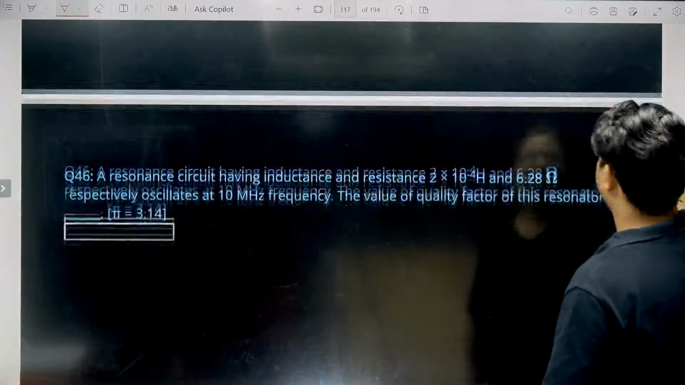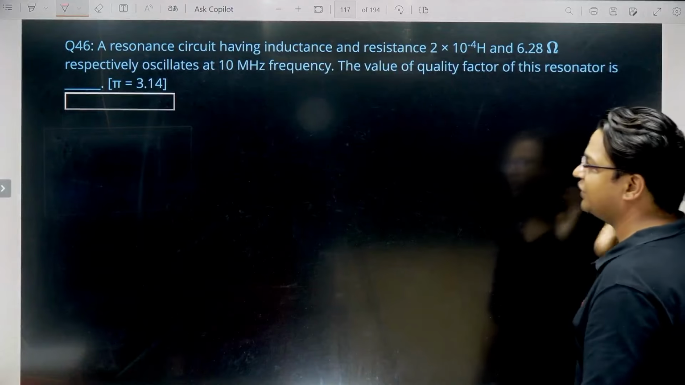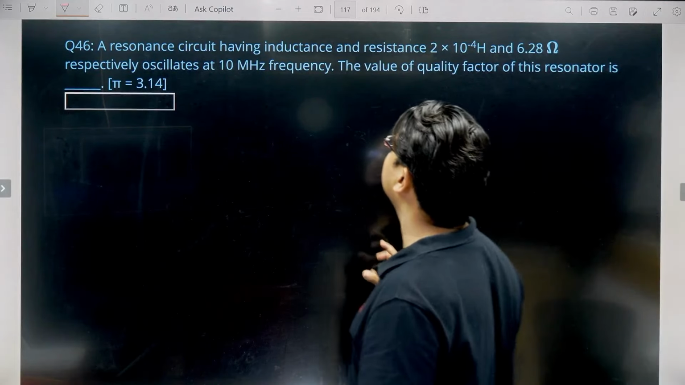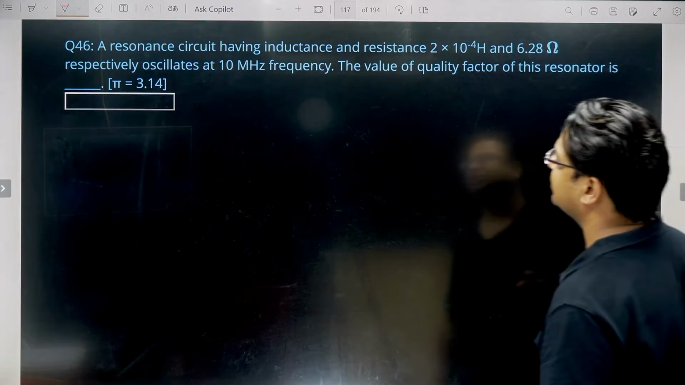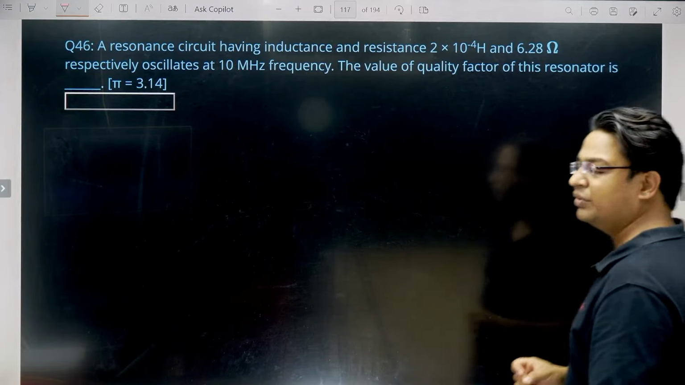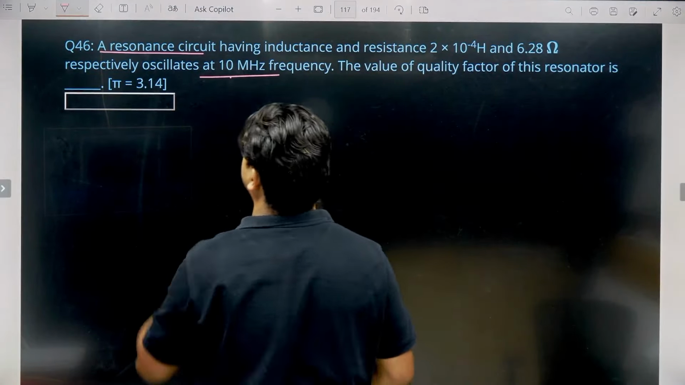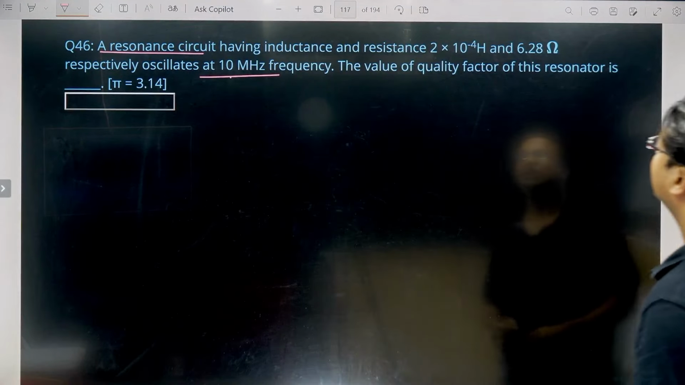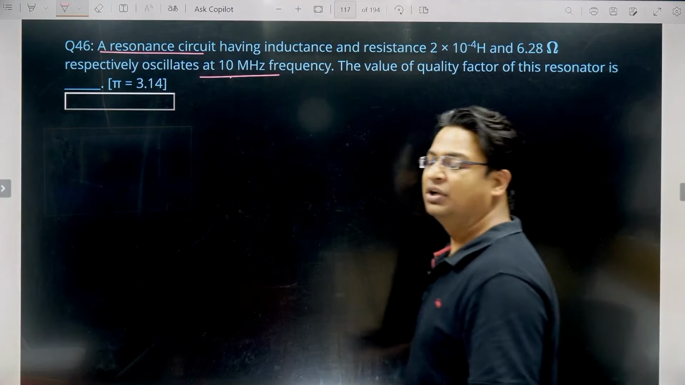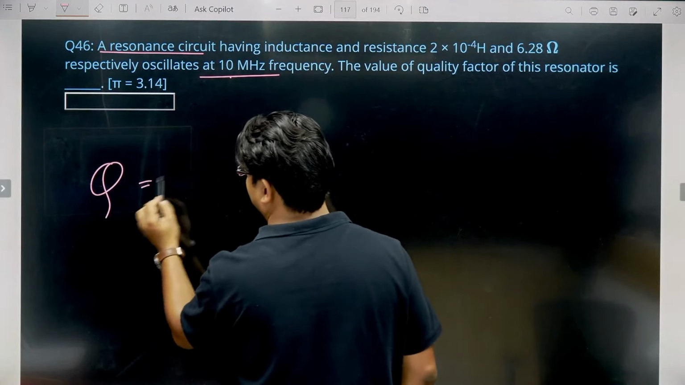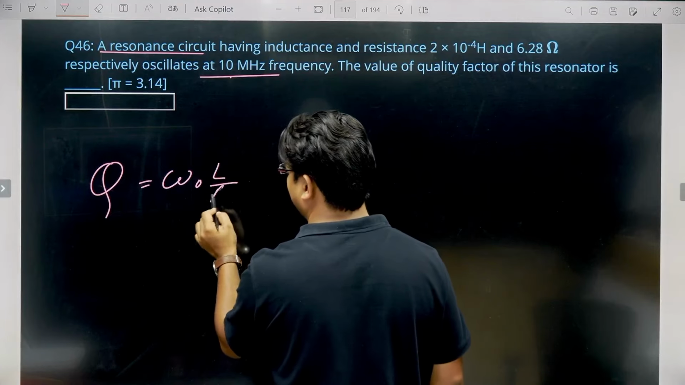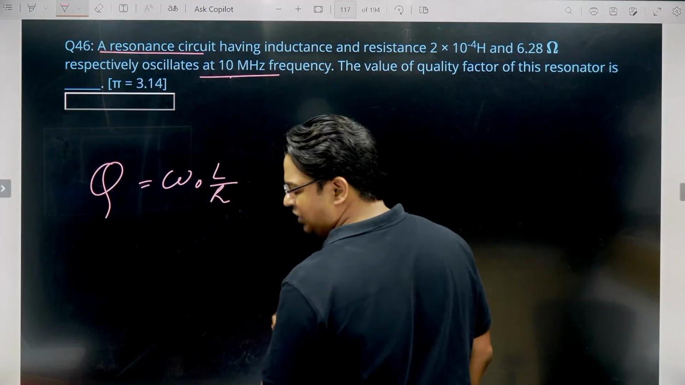Okay. Next, we enter into the numerical section. So the first question says, a resonance circuit having inductance and resistance so and so oscillates at this much frequency. So the question has told us that this is the resonance circuit. So this should be the resonance frequency. The value of the quality factor for this resonator. Now, quality factor is the resonance frequency into L by R. All right. So you can directly use this.